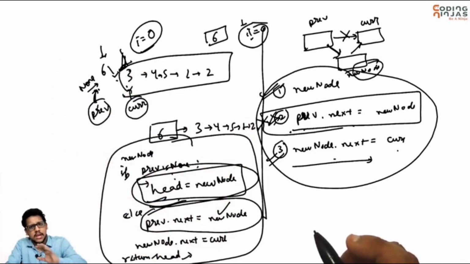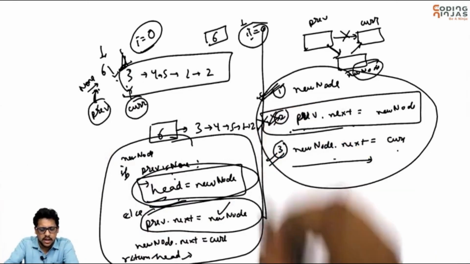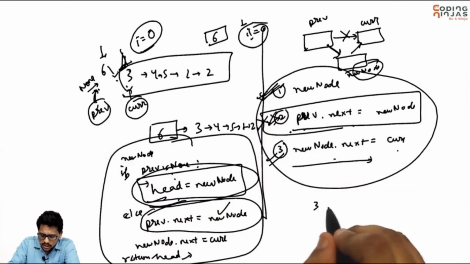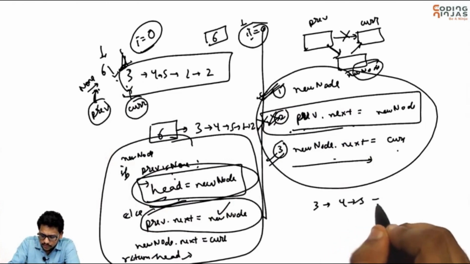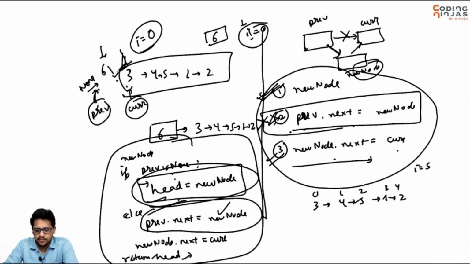Another thing, in between any position we can insert. Also we can insert at the last position. These steps will work at that step as well. How? Let's see. 3, 4, 5, 1 and 2. 0, 1, 2, 3, 4. Let's say I give you I equal to 5.